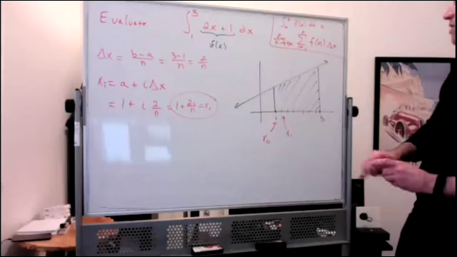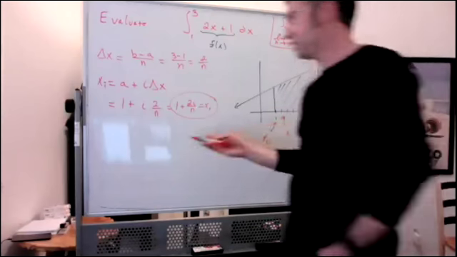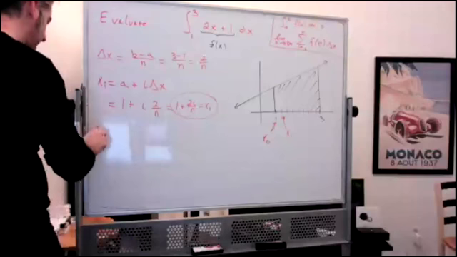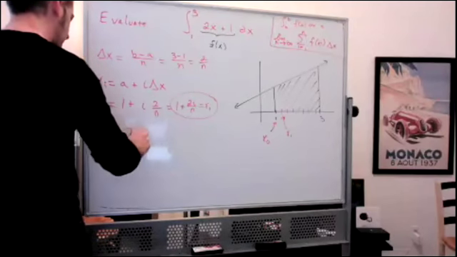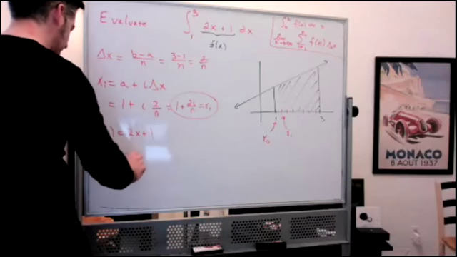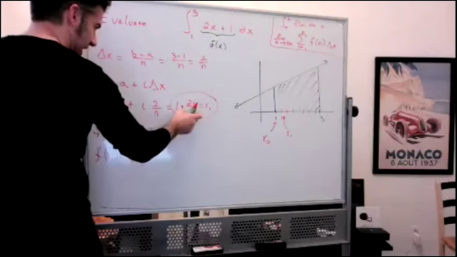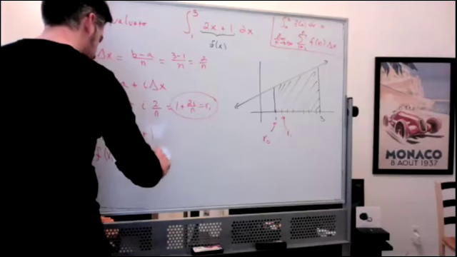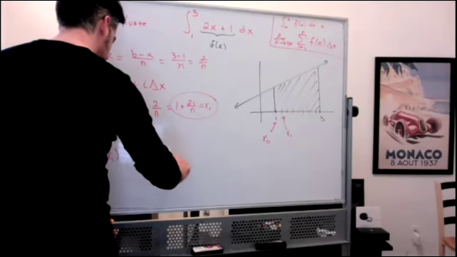All right, and then we need to figure out what f of x sub I is. So we know that f of x is 2x plus 1. So f of x sub I is going to be 2 times x sub I plus 1.